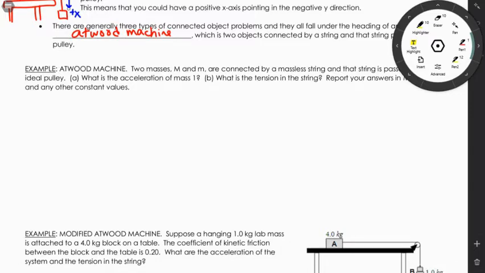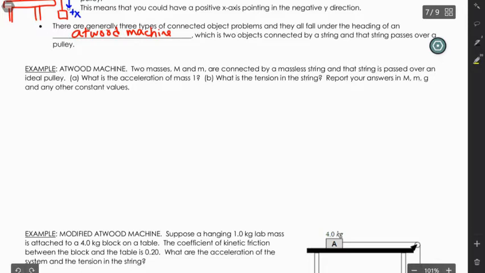Right. So here's the question. First example: an Atwood machine. Two masses of big M and little m are connected by a massless string, and that string is passed over an ideal pulley. A, what is the acceleration of mass 1? B, what is the tension in the string? And then report your answers in big M, little m, g, and other constant values, because this is typically what they ask on the AP test. And I think I got this question from an old AP test or AP resource.